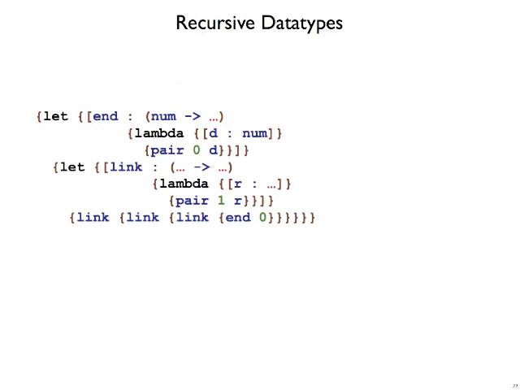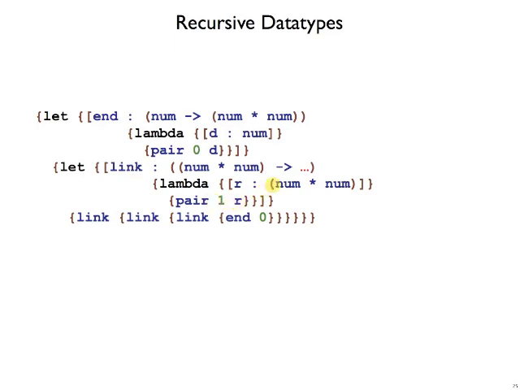When we try this encoding for a recursive data type, then we run into trouble. In this example, this is the chain example, where end and link are supposed to both return chains, and link takes a chain to return a chain. So what is the type of a chain? Clearly, since end takes a number and returns a pair, using the 0 tag to say we're in the end case, then a chain is a num cross num. And so that means link takes a num cross num, which means this R is a num cross num, and it pairs a 1 with that chain, a 1 saying we're in the link case.